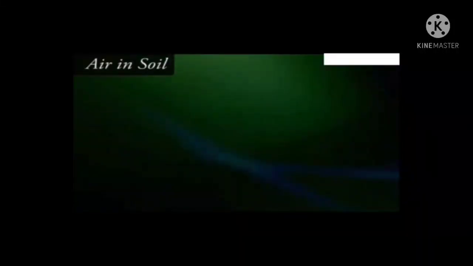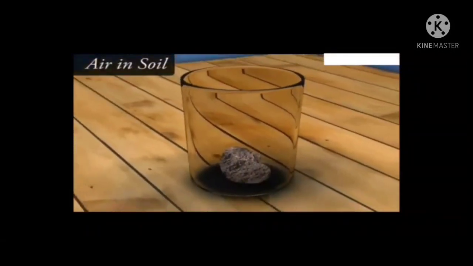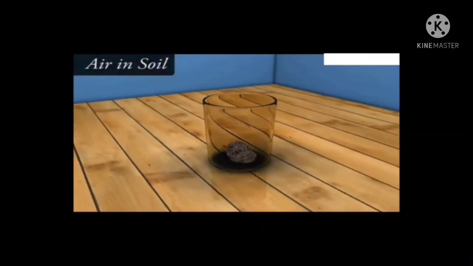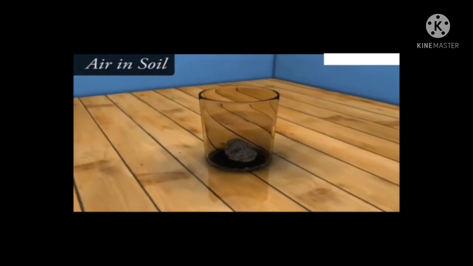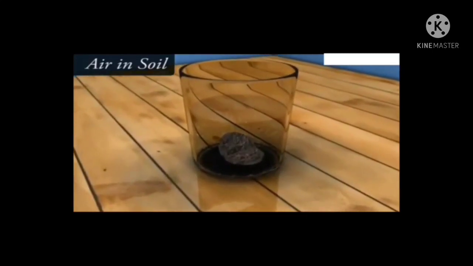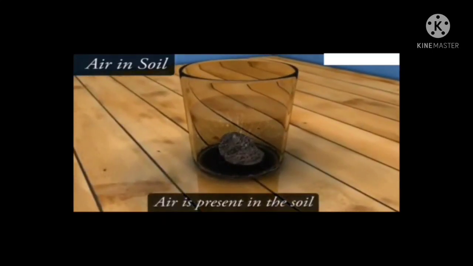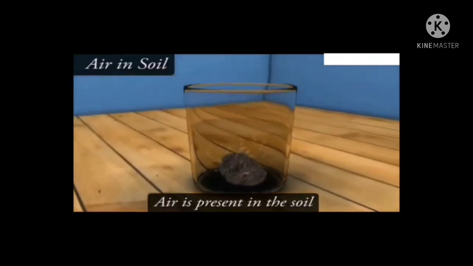The organisms that live in soil also need oxygen to respire. Let us perform an activity to understand how these organisms get the air they need for respiration. Take a lump of dry soil in a beaker or a glass. Add some water to it and note what happens. We can see bubbles coming out from the soil. These bubbles indicate the presence of air in the soil.